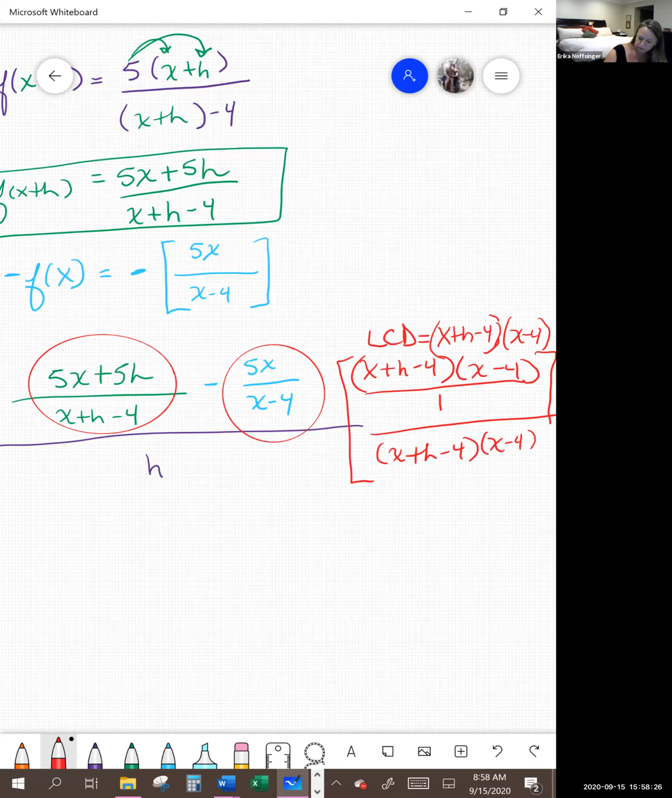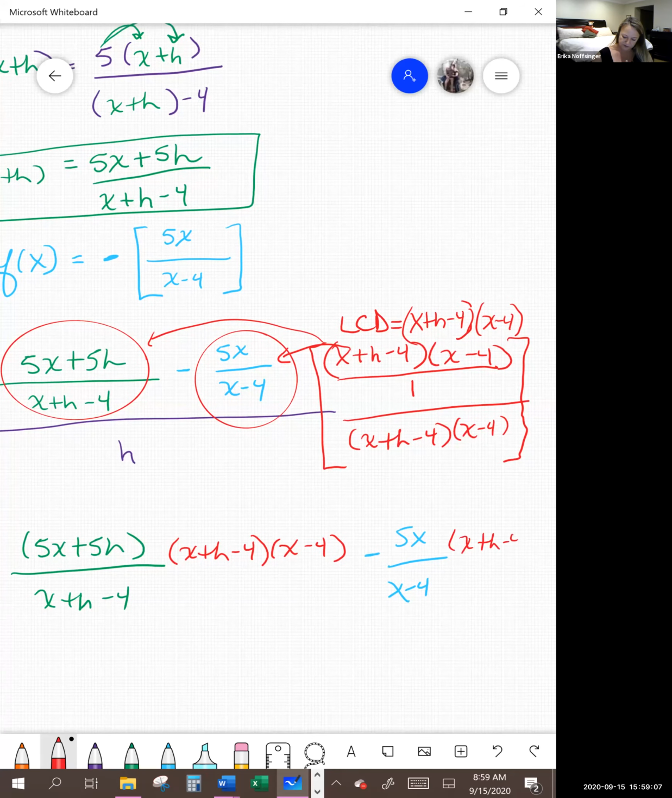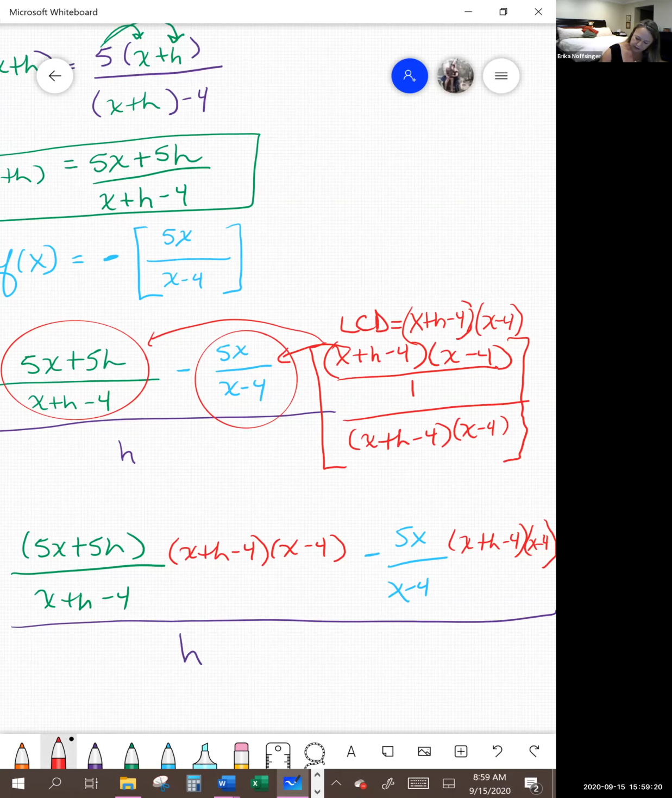Do that, you have 5x plus 5h all over x plus h minus 4. Multiplying, I have to distribute. So this is all times x plus h minus 4 times x minus 4, minus 5x all over x minus 4. Distributing my LCD. This piece, we have, again, x plus h minus 4 times x minus 4. And this is all over just one term on the bottom. So h times x plus h minus 4 minus 4. Usually I don't write this step out, but I'm just showing it this one time. Usually when I distribute, I know what's going to cancel and what will be left.